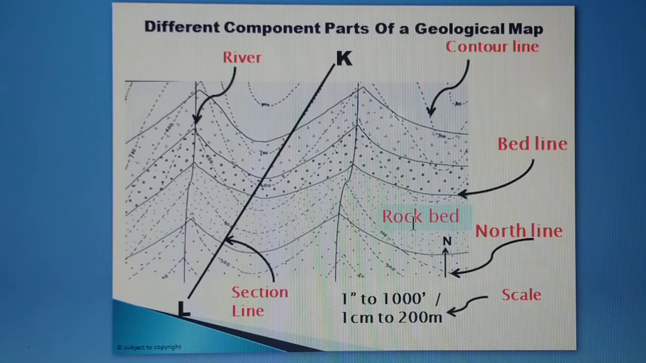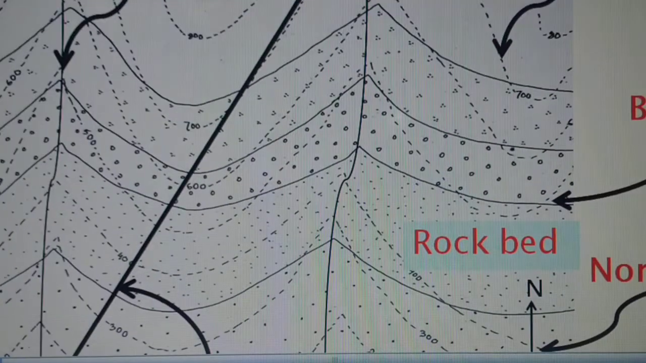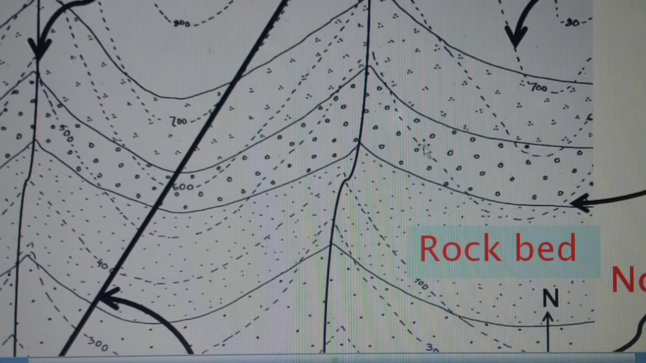The next thing is the contour line. So these are the contour lines, and a contour line is shown by a dash line or space line. Here you can see the value of the contour. Here it is 700, it may be feet or it may be meter.